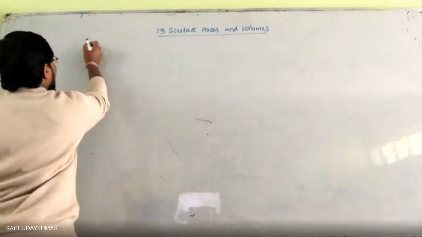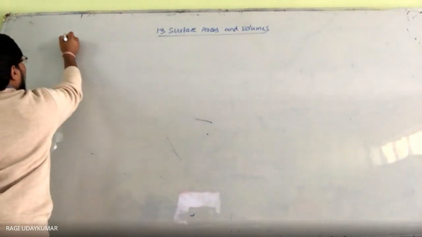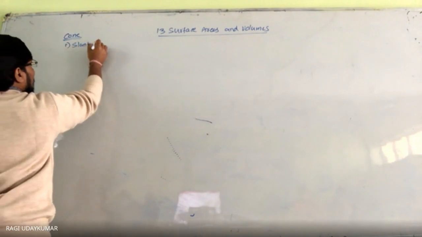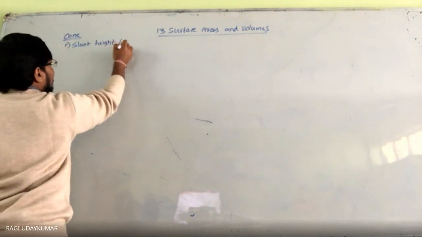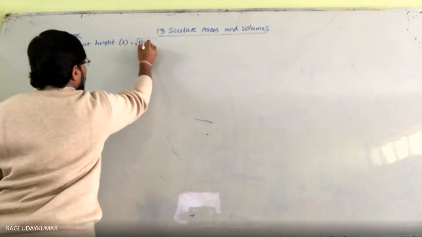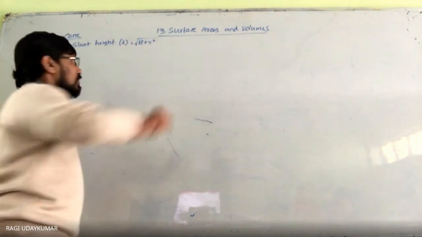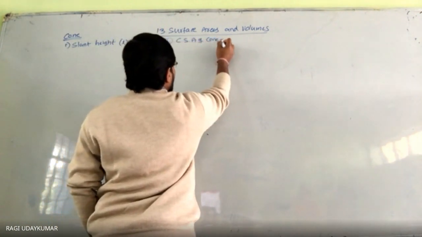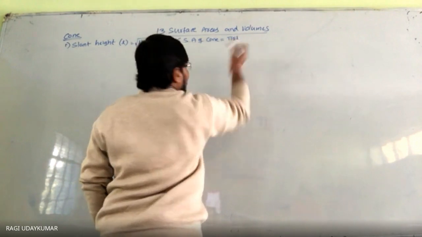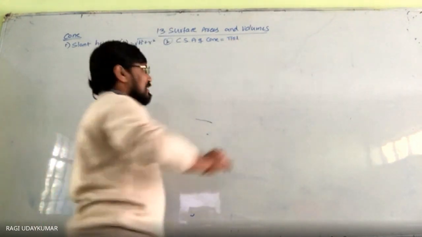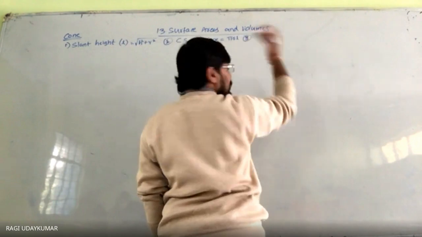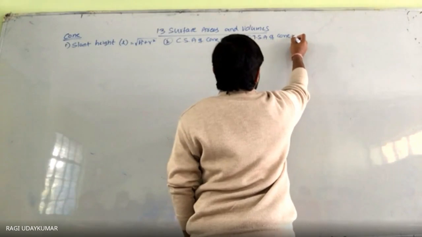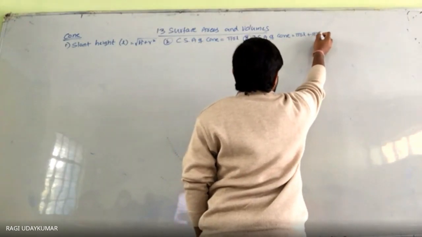What are the main formulas here? In the case of the cone, the first thing is slant height. How do we find it? Slant height L is equal to the square root of h square plus r square. The second one is the curved surface area of the cone, which is equal to pi r L, where L is the slant height. And the total surface area of the cone is equal to pi r L plus pi r square.